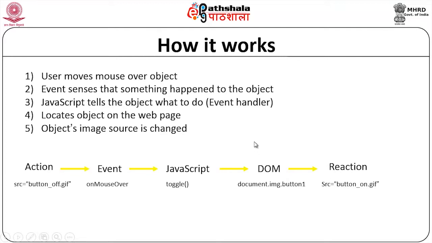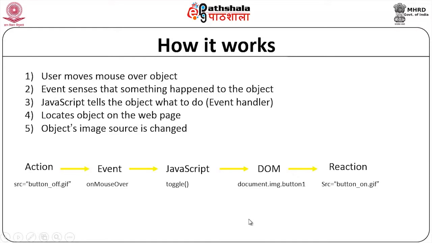Suppose the action that is going to happen is the user moves over an object. Assume there is an image element, and the source of the image element is button off.gif. Now the user moves the mouse over the object, that is the event that happens, and we write a JavaScript function called toggle which is going to perform the action. In order to access this image object, we use the DOM, and the DOM retrieves the image object by document.image.button1, and the reaction is going to change the source from button off to button on. So this is how an event handling mechanism works.